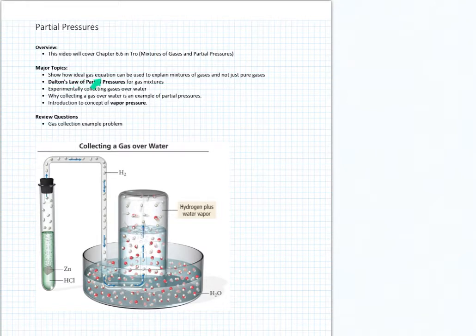So if you remember, the ideal gas equation was used for pure gases, or you may not have realized that, but the ideal gas equation is appropriate if you have a pure gas. So if you have just oxygen or just nitrogen or just fluorine gas or something like that. But I'm going to show you how you can use the ideal gas equation for a mixture of gases. And then we will introduce what's called Dalton's law of partial pressures for gas mixtures.